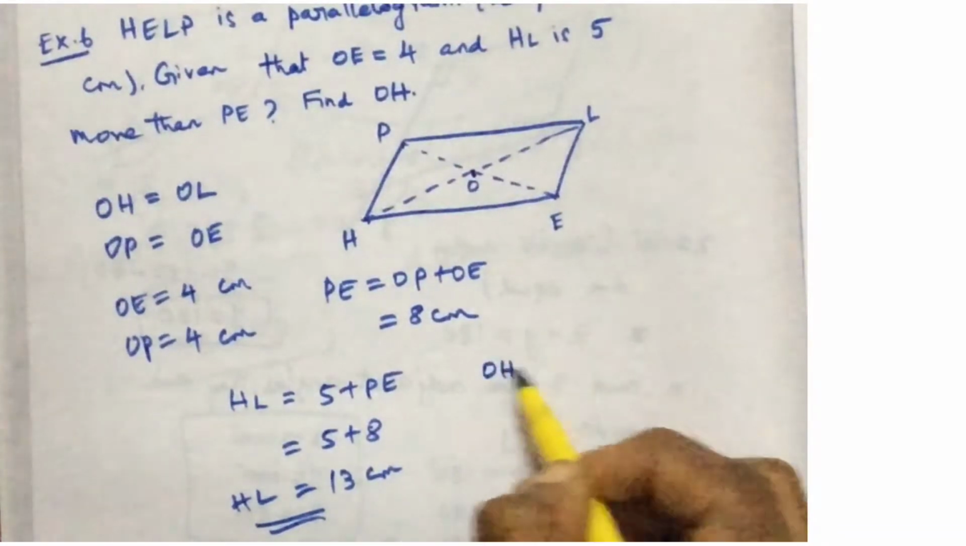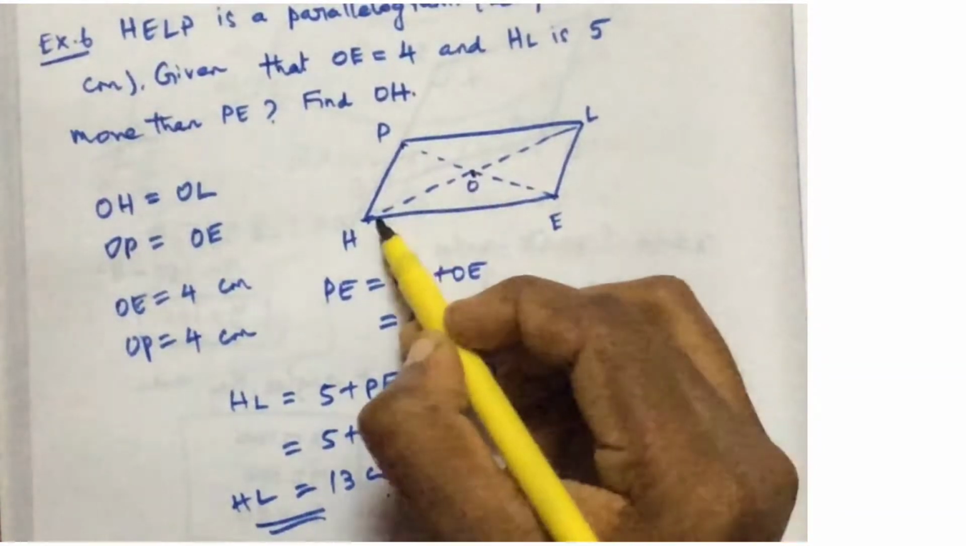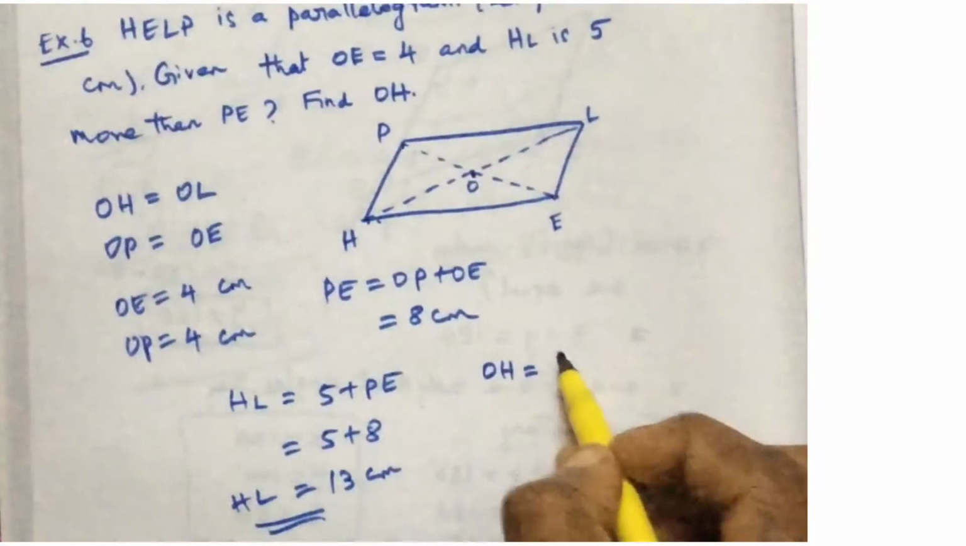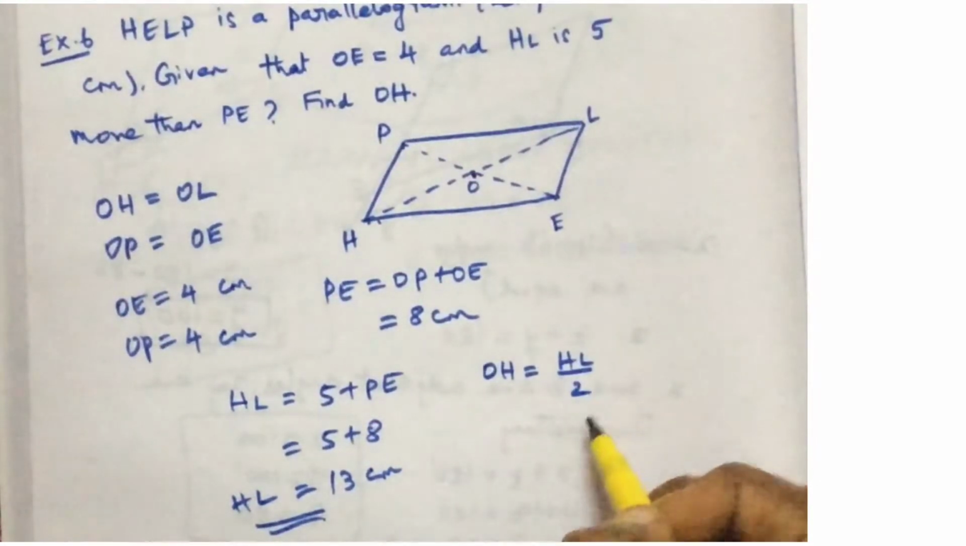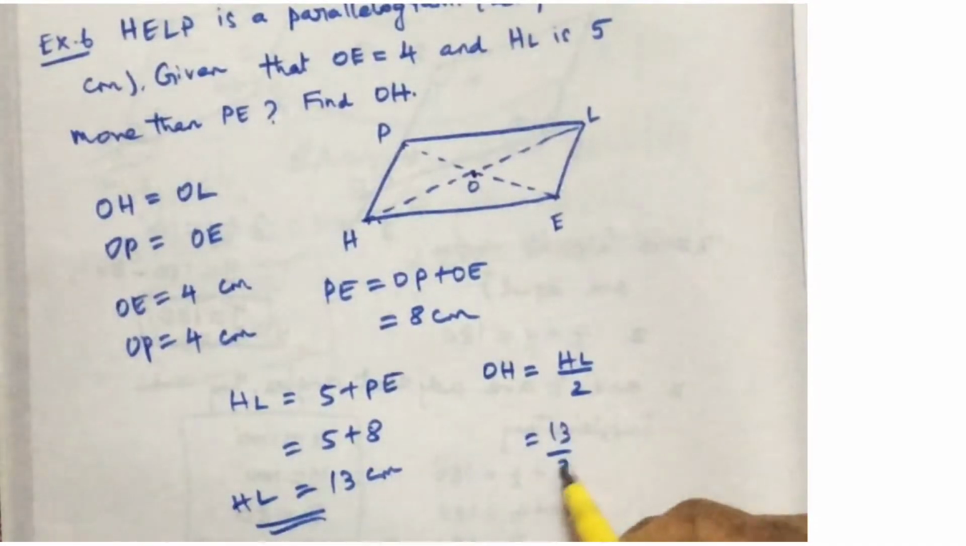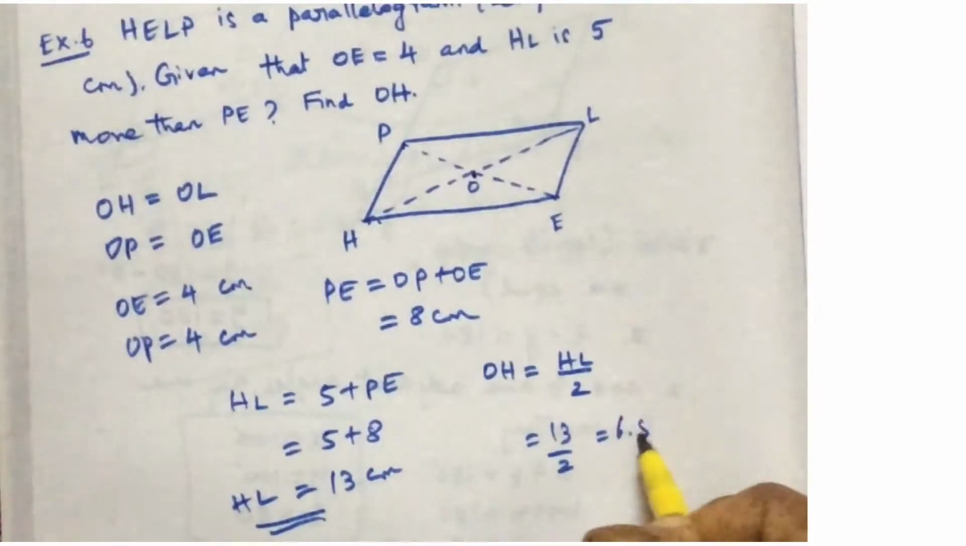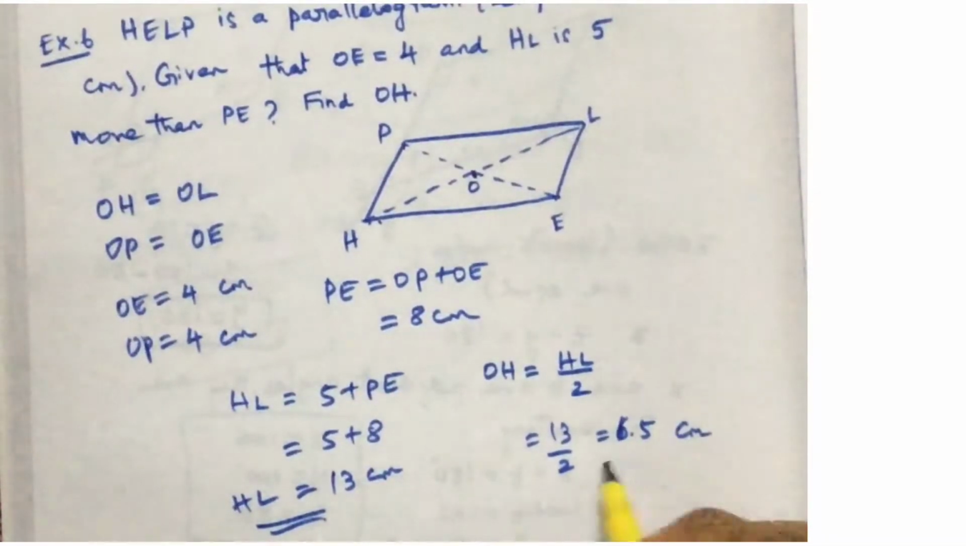The question asked for is OH. So what is OH? OH is half of this HL. So HL divided by 2, that is 13 divided by 2, that is equal to 6.5 centimeter.